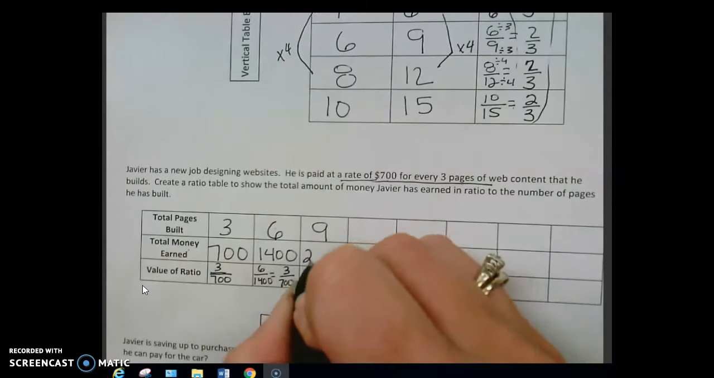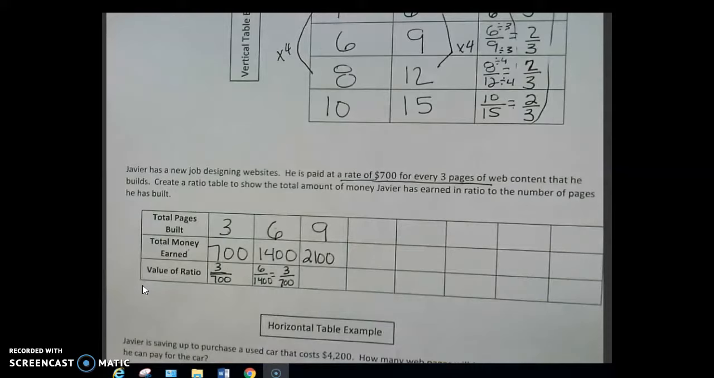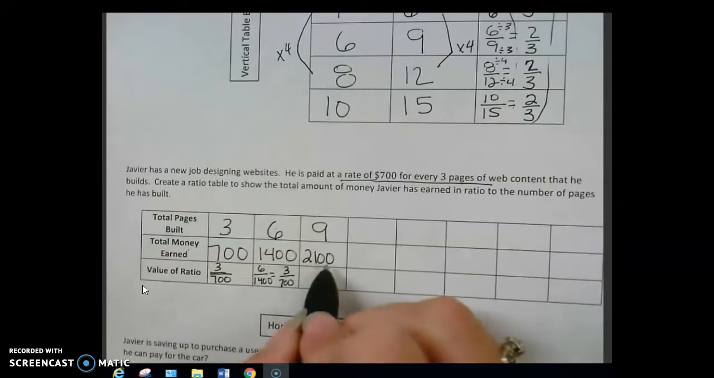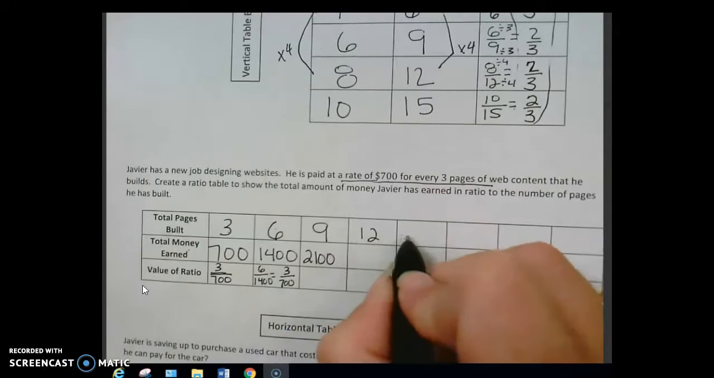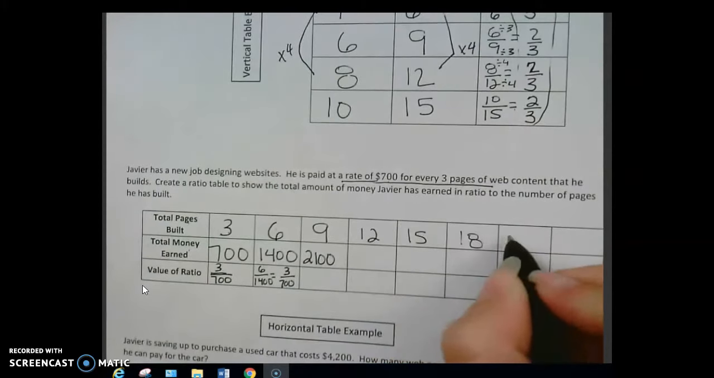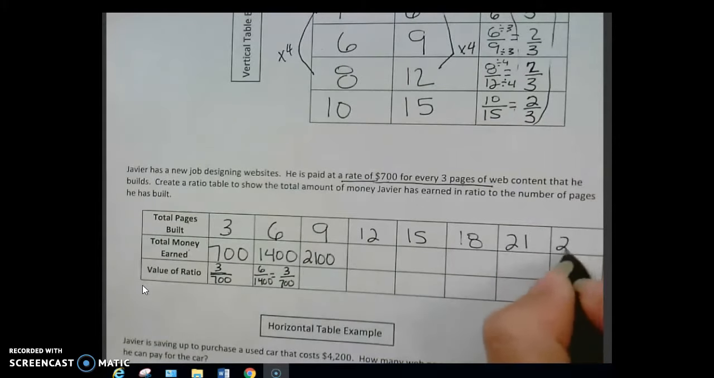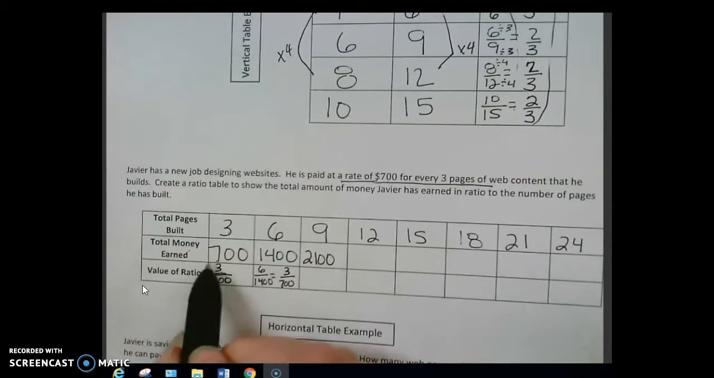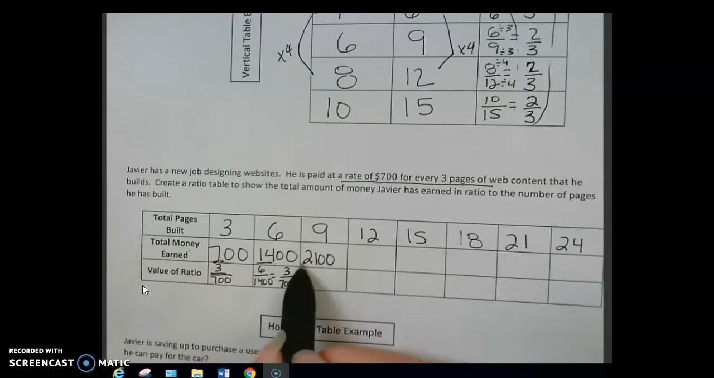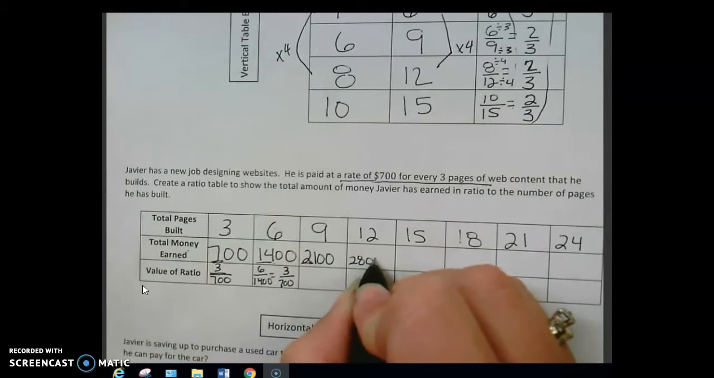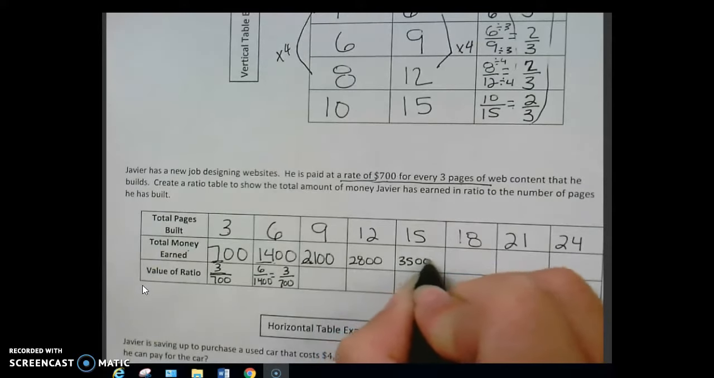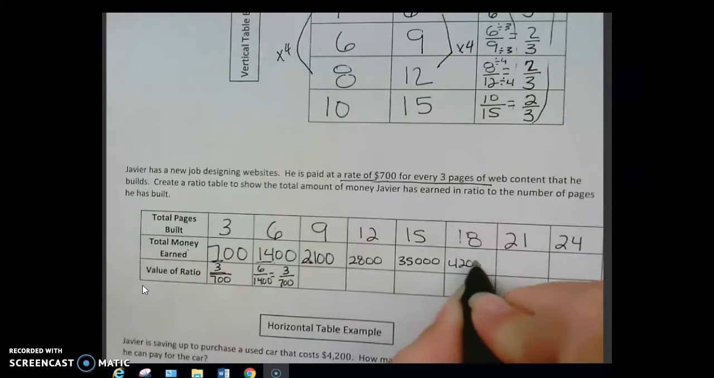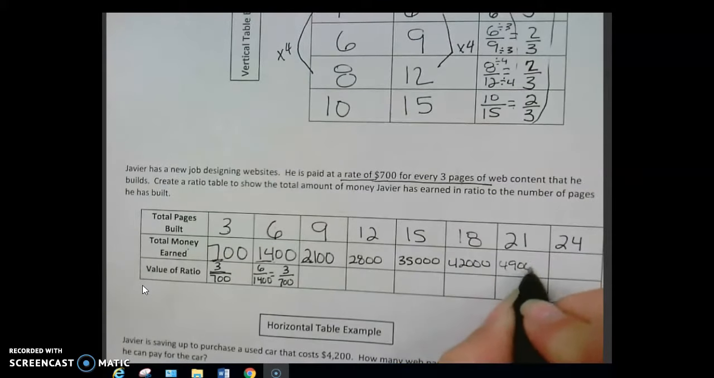The next one, if he built 9 pages, 3 times 3 is 9. 7 times 3 would be $2,100. Now I see the pattern, 3, 6, 9, so it's just going to go 12, 15, 18, 21, 24. And I notice that this is going up by my basic facts of 7, 14, 21, so this would be 28. That's times 4. Times 5 is 35, 42, 49, and 56.